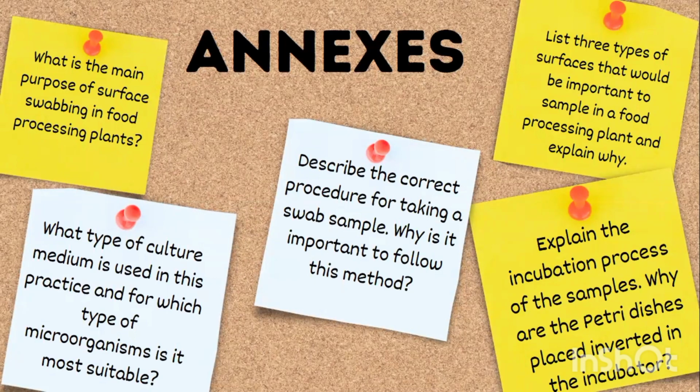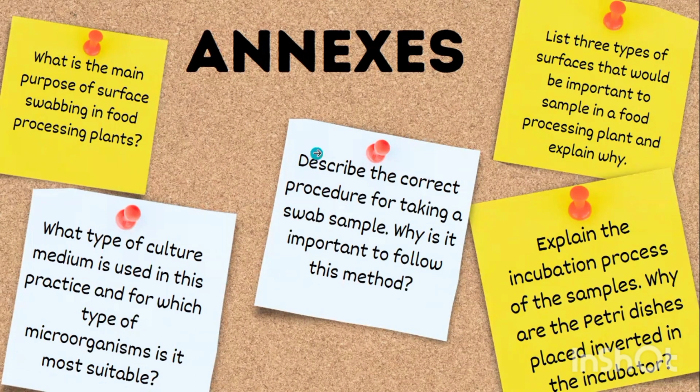What is the main purpose of surface swabbing in food processing plants? Okay, the main objective of surface swabbing in food processing plants is to detect and control the presence of microbiological and physical contaminants. This test identifies areas where bacteria, viruses, and other pathogens accumulate, allowing corrective measures to be implemented to improve cleaning and sanitation standards. This ensures the production of food complying with sanitary regulations and maintaining consumer confidence in the quality of food products.